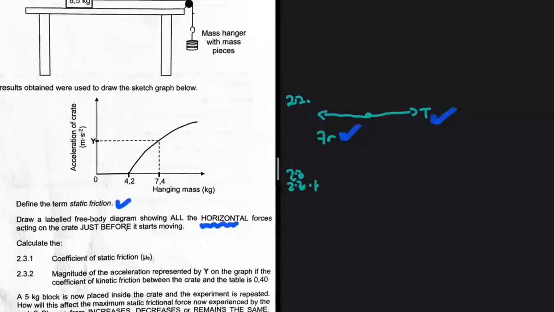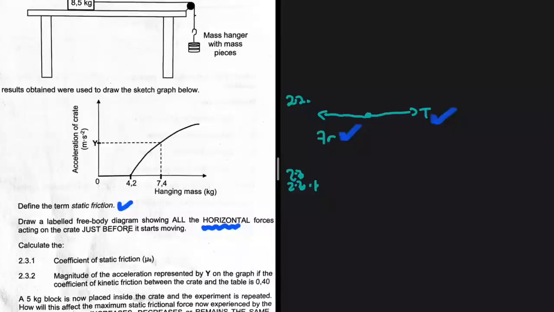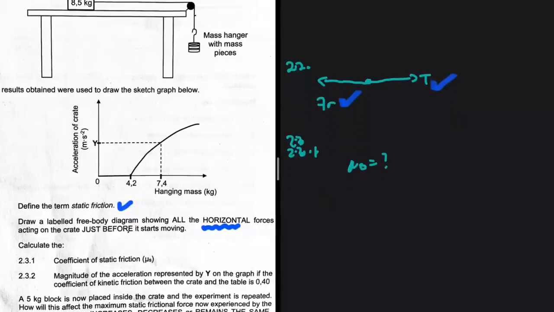2.3.1. We're supposed to calculate the coefficient of static friction. So we are looking for this coefficient of static friction. We already know fully well that the static frictional force is equal to the coefficient of static friction multiplied by the normal force. The coefficient of static friction is usually greater than the coefficient of kinetic friction. You will see why I'm mentioning that in this question as we do 2.3.2.